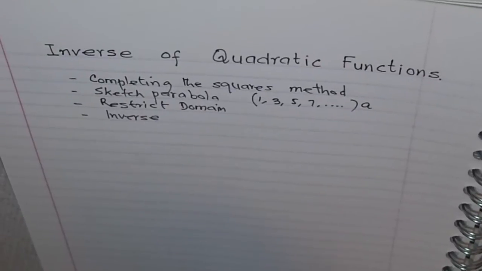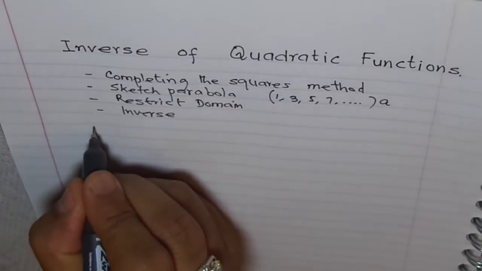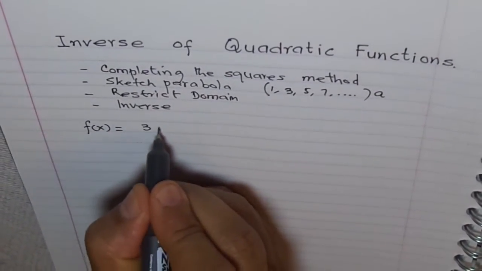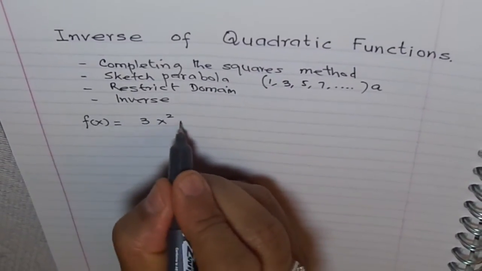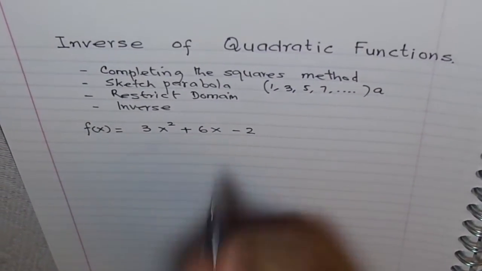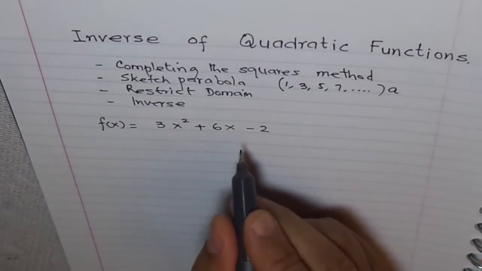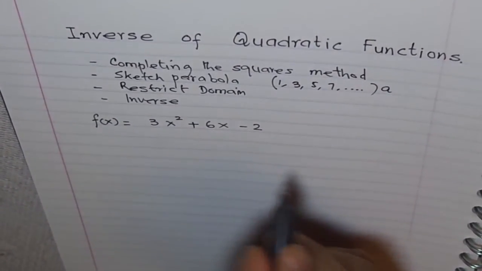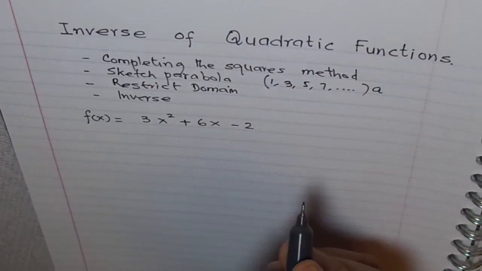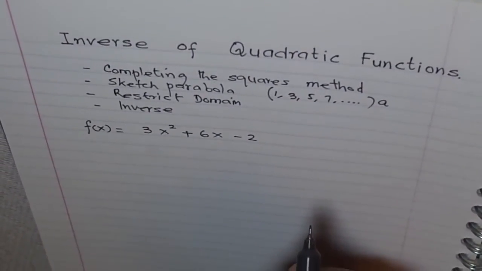To start with, let me take the quadratic function in standard form. Let's say f(x) is equal to 3x squared plus 6x minus 2. Now this is given in standard form. It's very difficult to sketch the parabola from here. One way, of course, is to plug in different values of x, get y values and graph. Well, completing the squares gives us the parabola in vertex form, and then it becomes simpler for us to sketch.